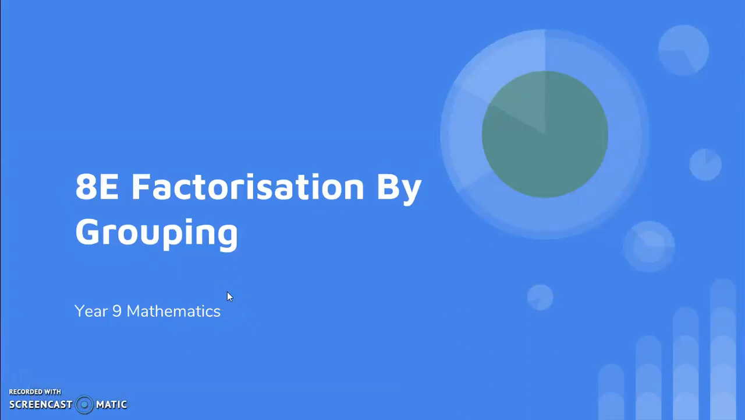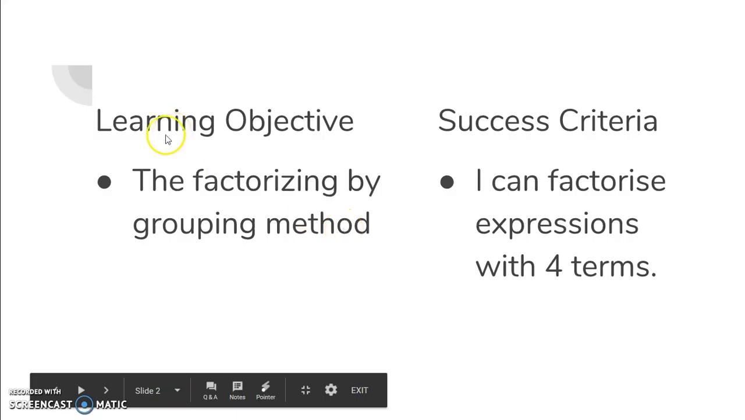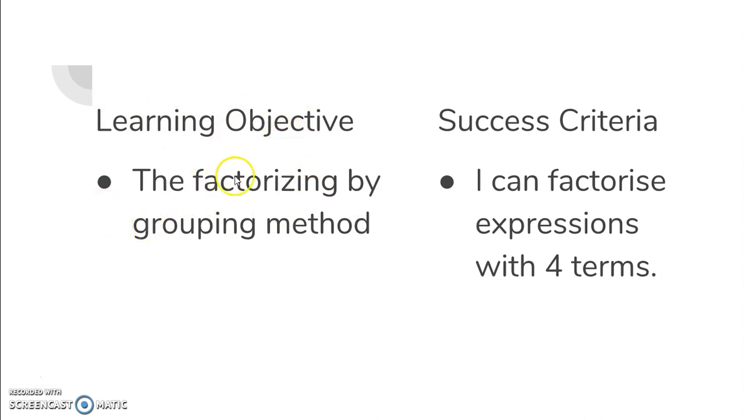So this is AE, factorizing by grouping. Your learning objective is to study factorizing by the grouping method, and basically with the grouping method, this allows you to factorize expressions that have 4 terms.